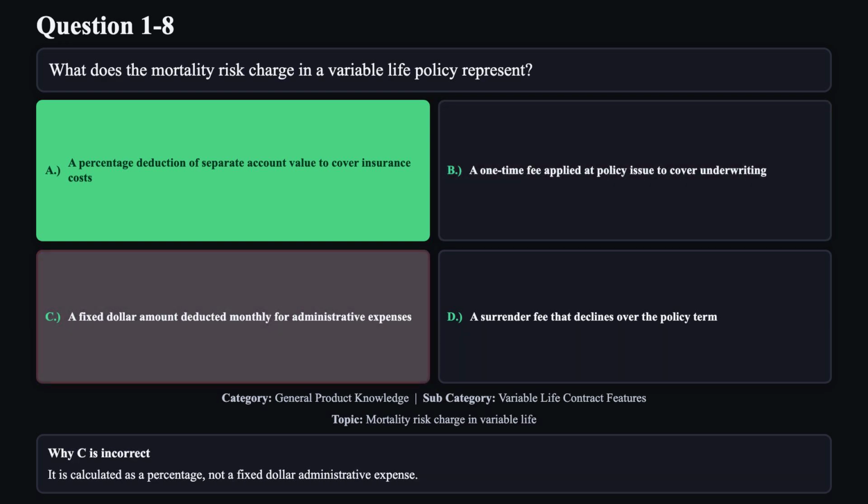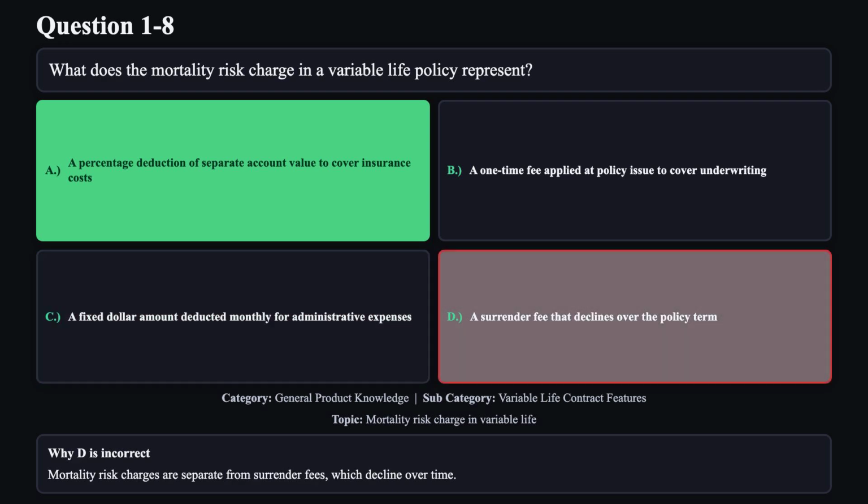Reason C is not correct. It is calculated as a percentage, not a fixed dollar administrative expense. Reason D is not correct. Mortality risk charges are separate from surrender fees, which decline over time.